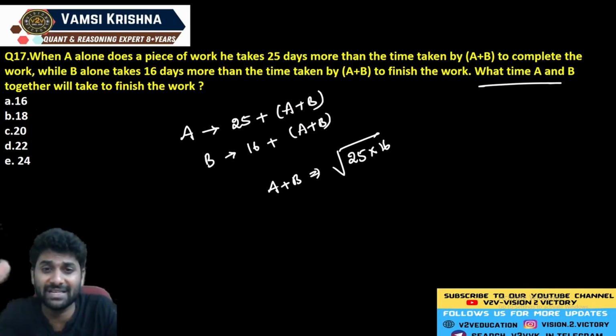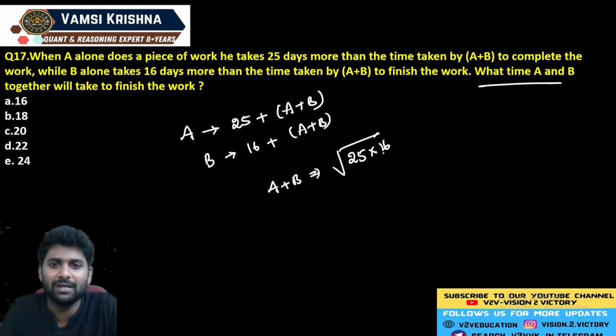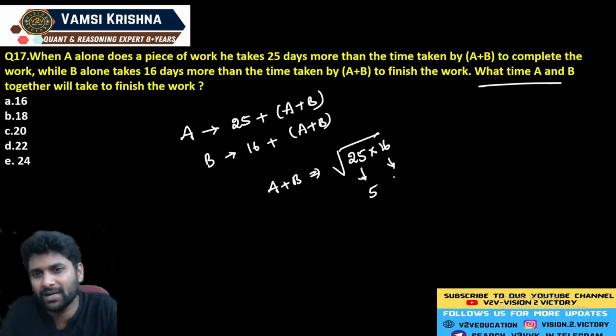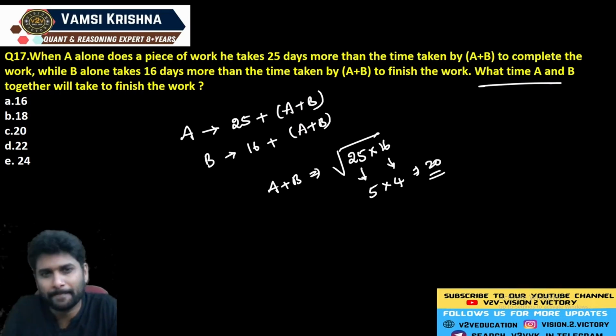If you go through the general method, it takes time, guys. So 25 and 16, the roots are 5 and 4. So the answer is 20.